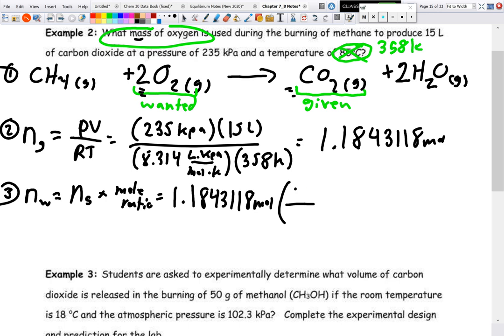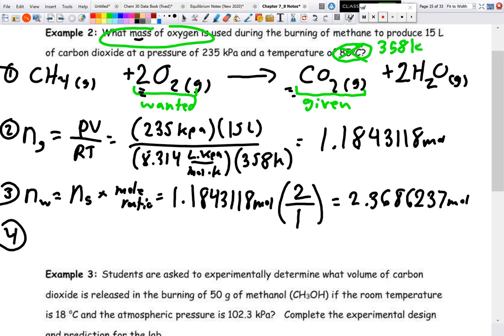So our wanted is oxygen, the coefficient in front of that is 2. Our given is carbon dioxide, coefficient in front of that is 1. So we multiply the number of moles of our given by 2 over 1, and we get an answer of 2.3686237 moles.